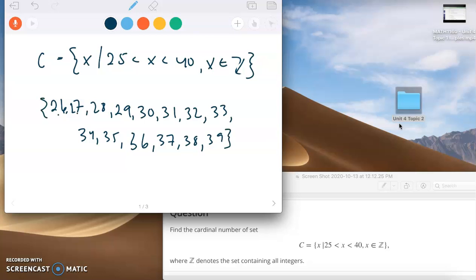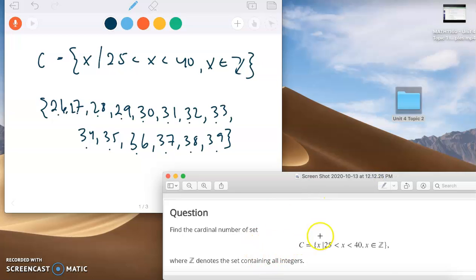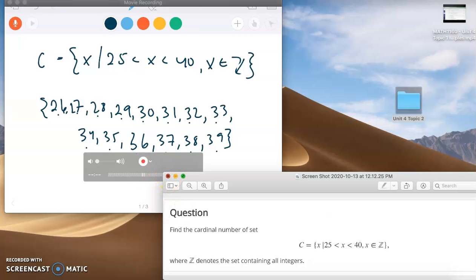So what do we have there? 1, 2, 3, 4, 5, 6, 7, 8, 9, 10, 11, 12, 13, 14. So the cardinal number of this set is 14. That means that there's 14 elements in that set. All right, we have one more here.